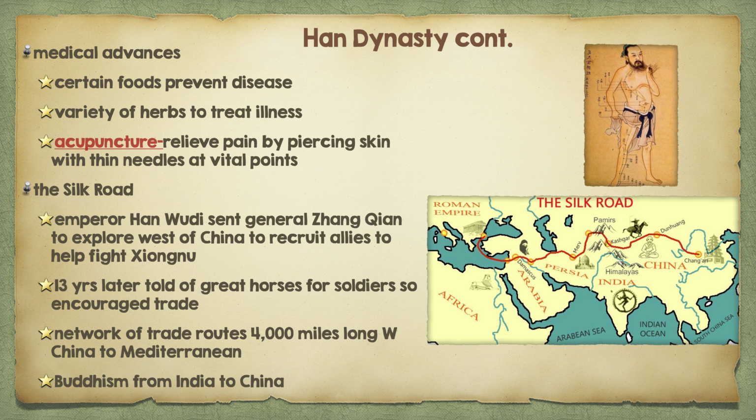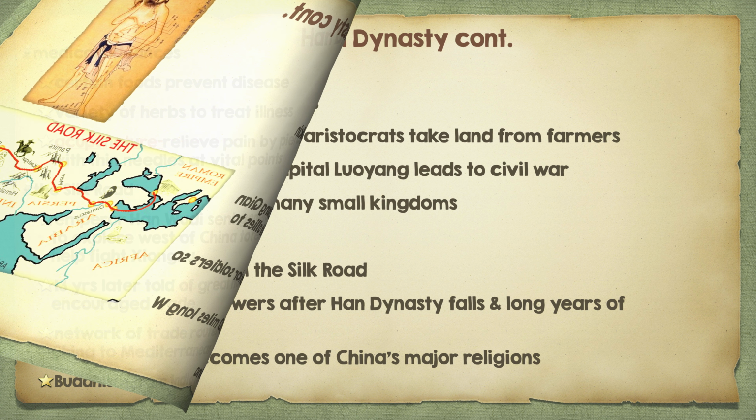And one of the other things that comes besides products is ideas, right? And so Buddhism is going to be one of those. The religion is coming from India to China on this Silk Road.